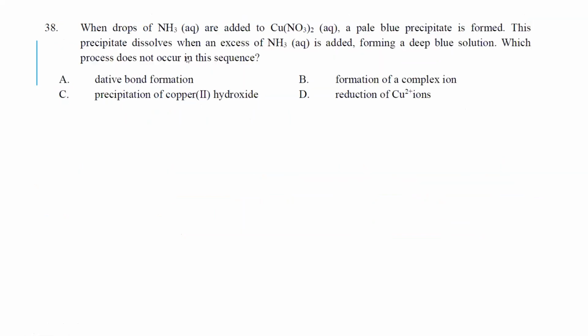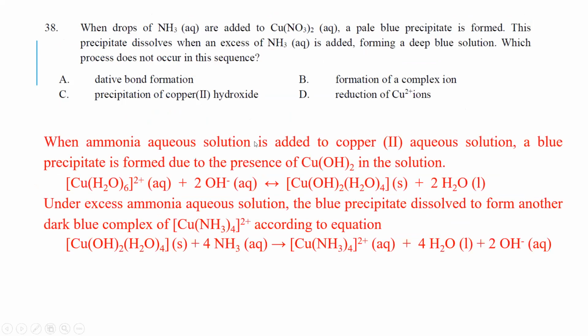38. When a drop of ammonia is added to Cu(NO3)2, a pale blue precipitate is first formed. When excess aqueous ammonia solution is added, this precipitate dissolves, forming a deep blue solution. Which process does not occur? In here, when you add aqueous ammonia, you form a blue precipitate due to the formation of Cu(OH)2. And then this Cu(OH)2 will dissolve in excess ammonia to form [Cu(NH3)4]2+, according to this equation.